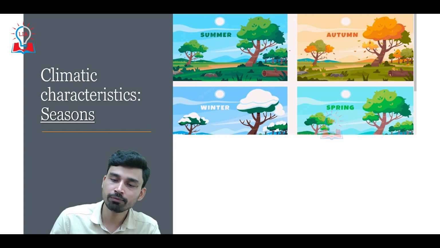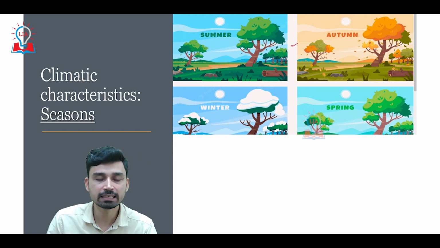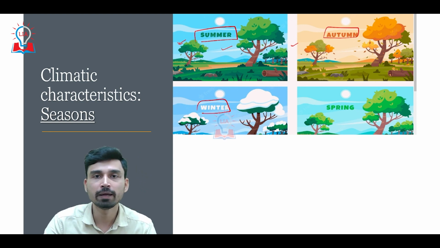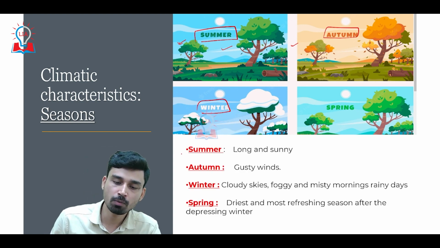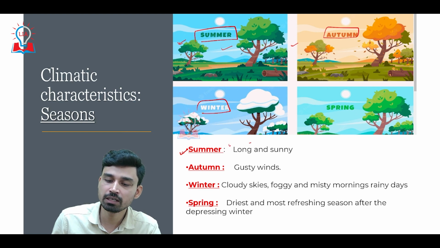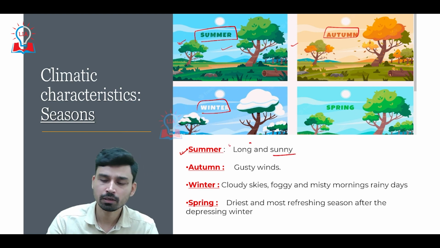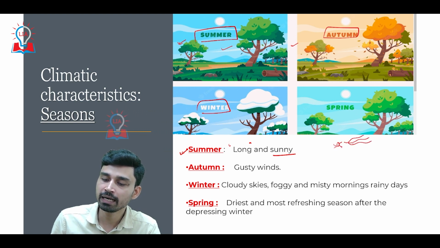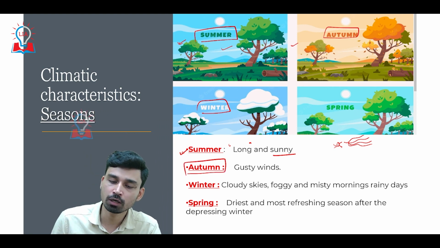Now, the most important point which we have to remember about this particular climatic region is that it experiences four distinct seasons around the year. We have the summer season, then autumn, followed by winter, followed by spring. First of all, summer is very long as well as sunny, because during the summer season the sun is moving toward the Tropic of Cancer, and thus this area receives an adequate amount of sunlight. Then after summer we have the beginning of the autumn season.